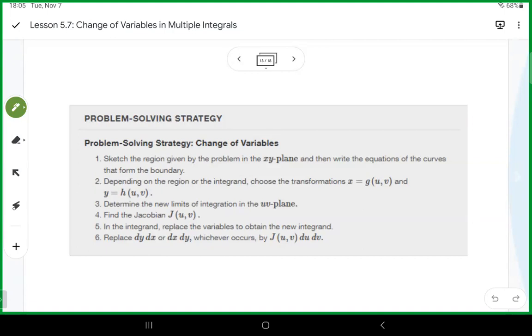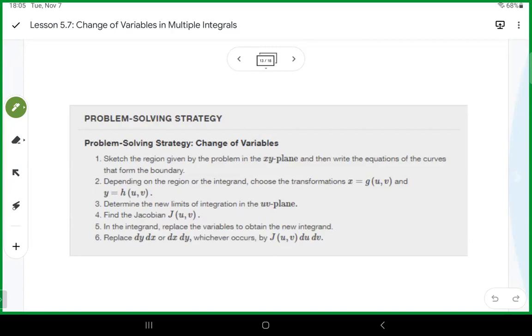All right, so problem solving strategy, change of variables. So the first thing you want to do, which I think I've said from nearly day one, is you want to sketch the region given the problem in the XY plane and write the equation of the curves that form the boundary. The second step is, depending upon the region or the integrand, choose the transformation, either x equal to g(u,v) or y equal to h(u,v). Determine the new limits of the integration in the uv plane.